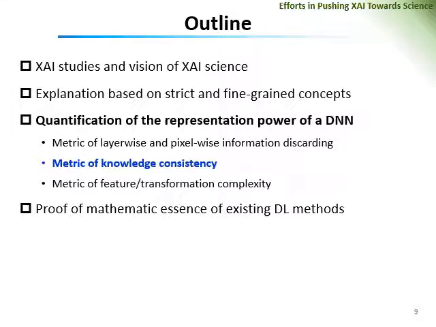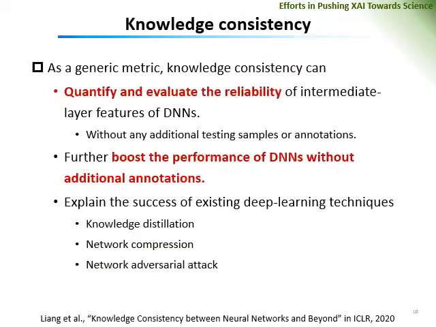Then I introduce the second metric. This is the knowledge consistency between different neural networks. As a generic metric, knowledge consistency can be used to quantify and evaluate the reliability of the features inside a neural network. This metric can also be used to boost the performance of a neural network without any additional annotations. And it can also be used to explain the success of existing deep learning technologies, for example, knowledge distillation, network compression, and adversarial attacks.